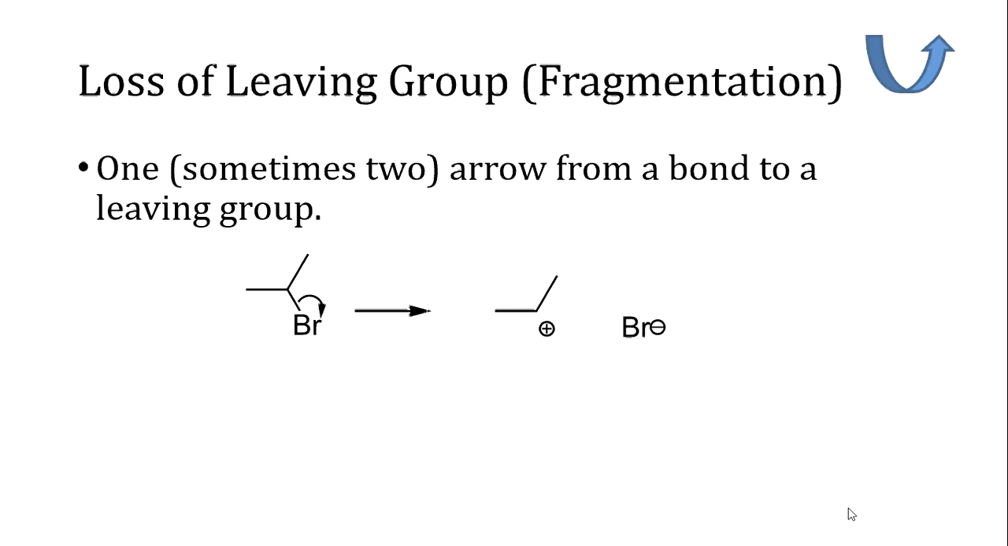Loss of leaving group sometimes occurs in conjunction with other mechanism steps. Or sometimes loss of leaving group requires 2 arrows. So here is an example where the chlorine is leaving, the carbon-chlorine bond is breaking, but we're also showing a lone pair from the oxygen being used to form the pi bond as the chlorine is leaving. This is still a loss of leaving group step, even though we're drawing 2 arrows. You will sometimes see pi bonds forming and breaking in conjunction with other mechanism steps.